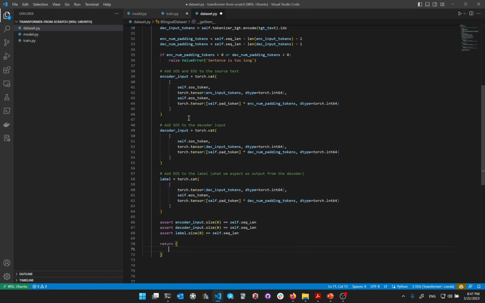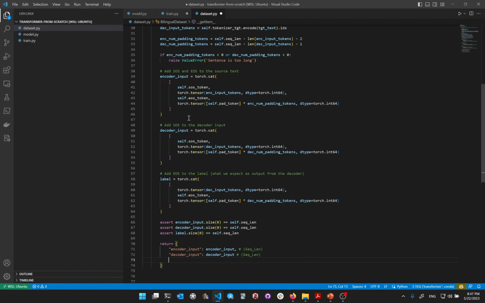We return a dictionary comprised of encoder input. What is the encoder input? It's basically of size sequence length. Then we have the decoder input, which is also just a sequence length number of tokens. I forgot a comma here.